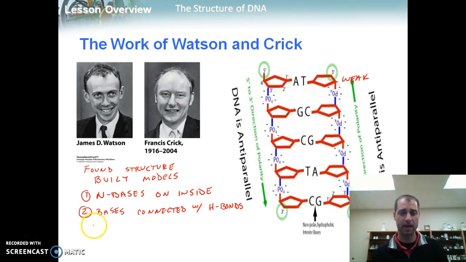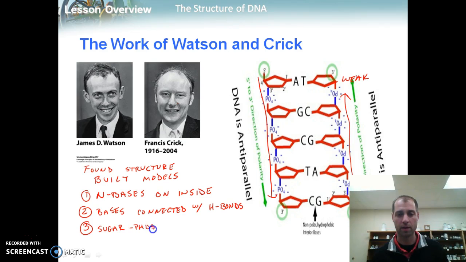The third thing they figured out by building their model was that the strands, our backbones, go in opposite directions. So we can see that this one is kind of going in this direction, and this one is flipped upside down and is going this direction. And so they said that the backbones, or the sugar phosphate backbones, are anti-parallel.